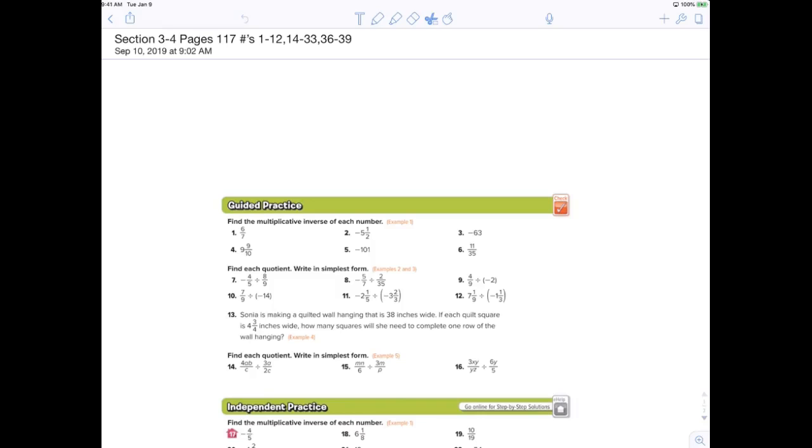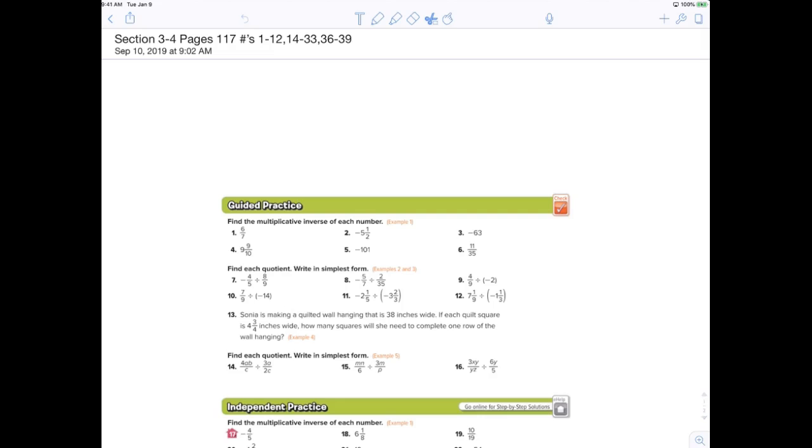Try to listen carefully today about dividing fractions, because like I said, if you know how to multiply fractions, you just have to remember one little rule for dividing fractions, and it's very easy.